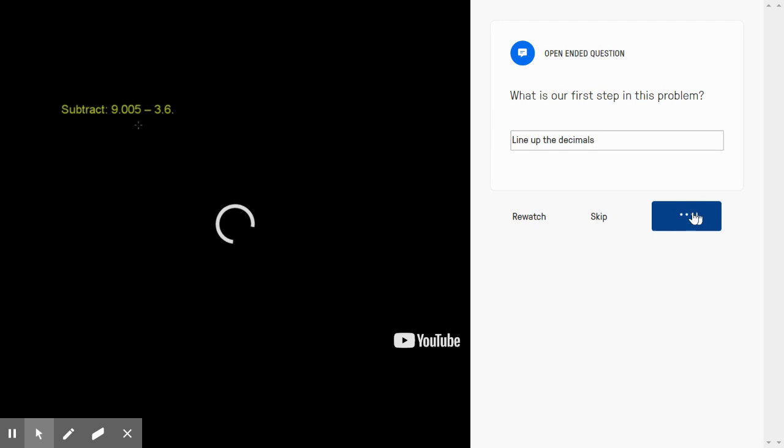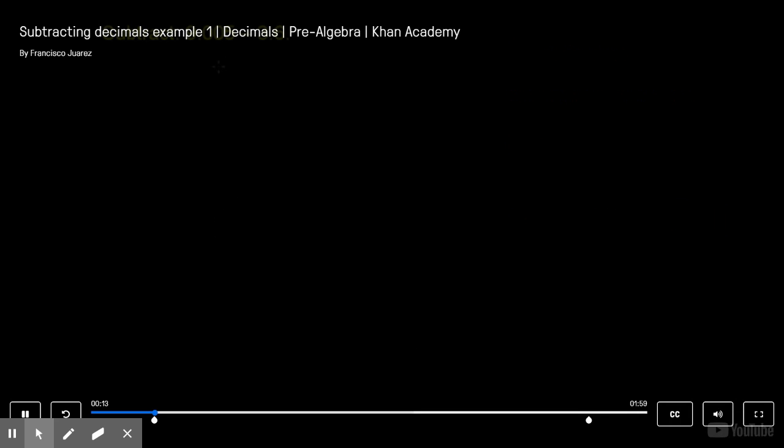Let's move on. When you do a subtracting decimals problem, the most important thing, and this is true when you're adding decimals as well, is you have to line up the decimals. So this is 9.005 minus 3.6. So we've lined up the decimals, and now we're ready to subtract.